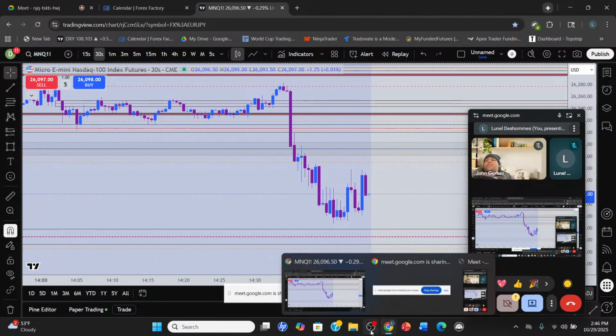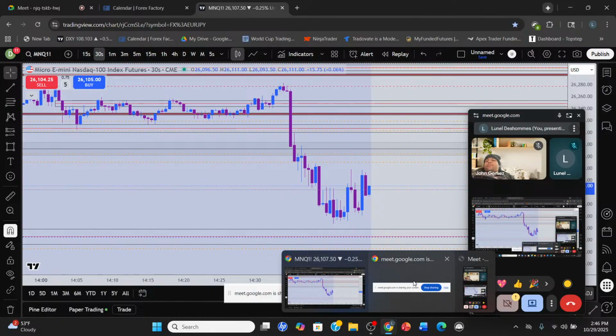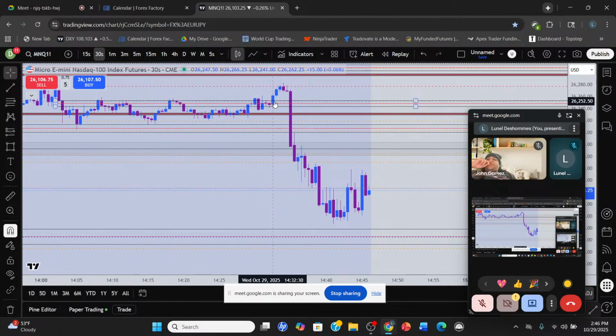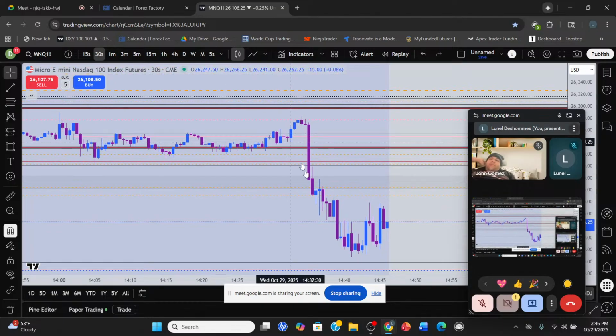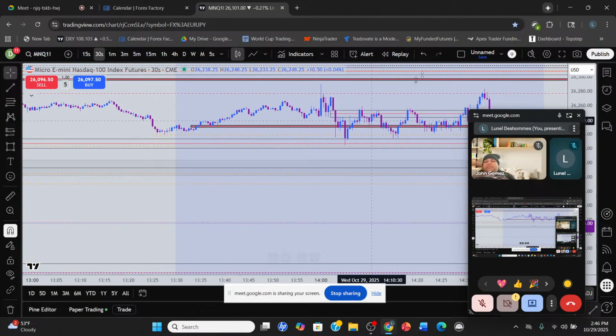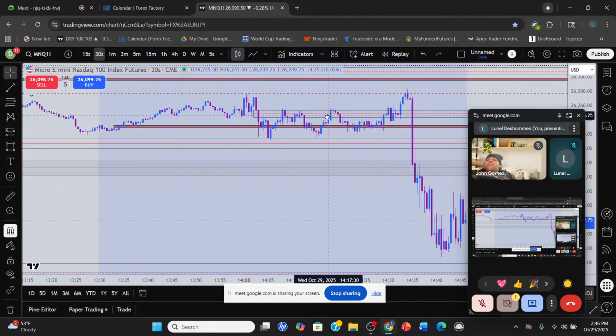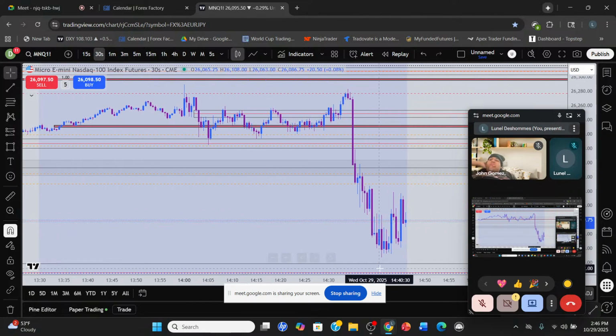This is really simple. I waited for my setup, I got my setup, and it actually worked. That's exactly what I was trying to say. Sometimes you want to have a setup, know what you want to look for, and then get that. A lot of people enter on something that's not even their setup, then they take a loss, and that's what starts the revenge trading and the emotional trading. That's what you want to avoid.